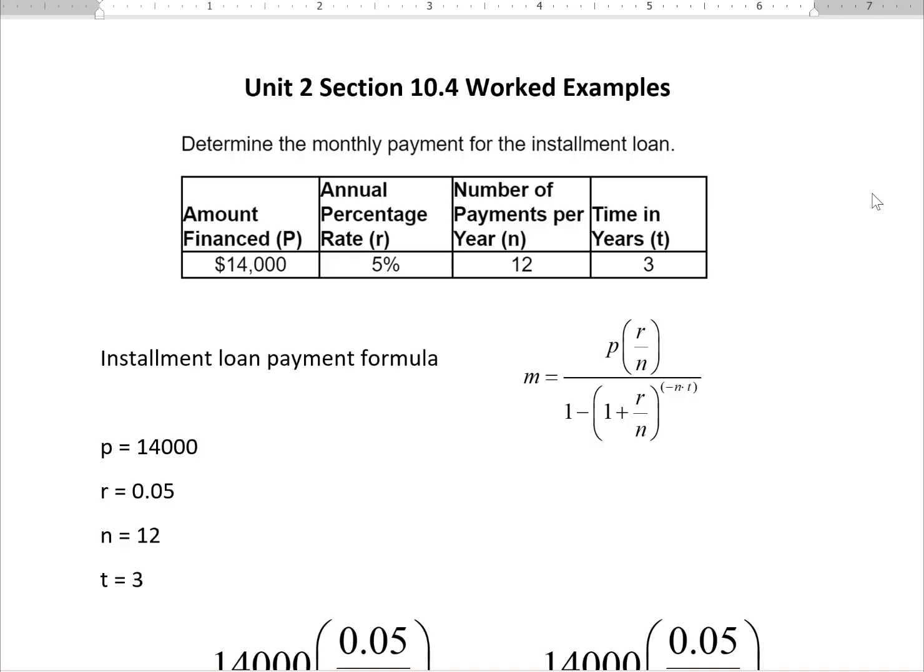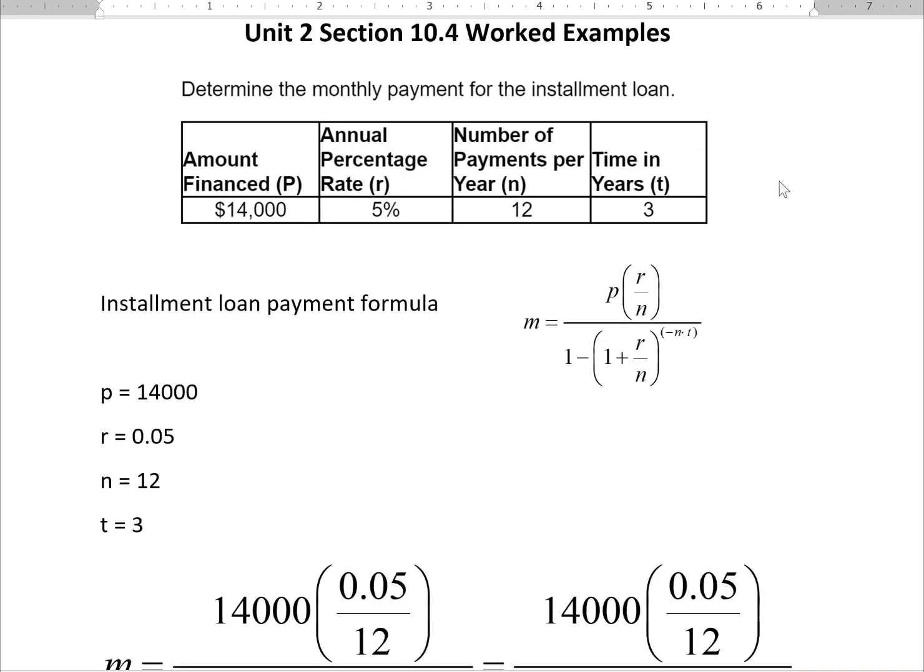Unit 2, Section 10.4, Worked Examples. Determine the monthly payment for the installment loan. Amount financed, $14,000. Annual percentage rate, 5%. Number of payments per year, 12. Time in years, 3. Installment loan payment formula is shown here.